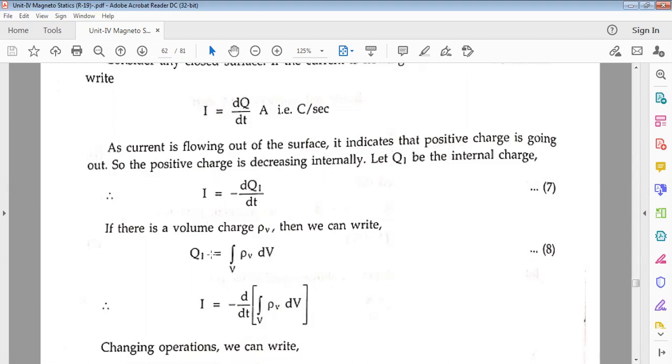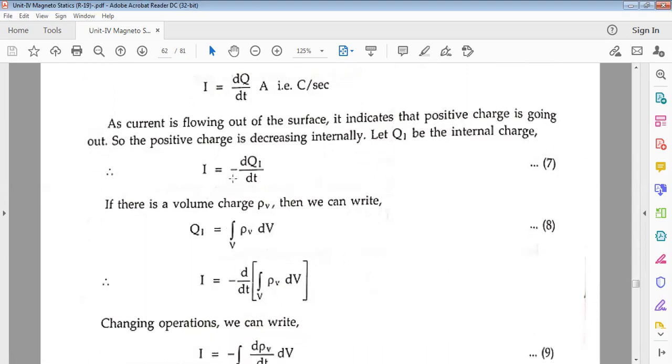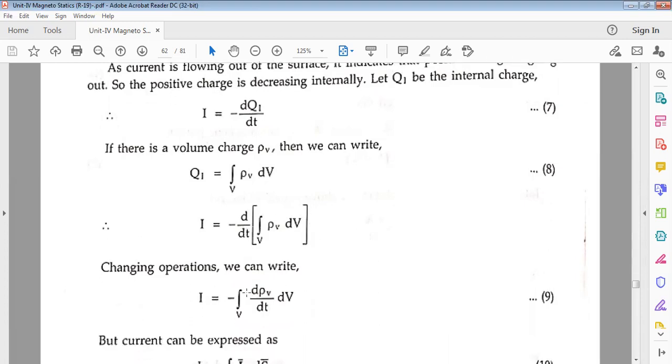Apply the integral on both sides. So Q is equal to the integral of rho v dv. So I is equal to minus d by dt of the integral of rho v dv, substituting Q1. Bringing the derivative inside the integral, actually it is a dou by dou t, right? Whenever you bring the derivative inside, I is equal to minus d by dt of the volume integral of rho v dv.